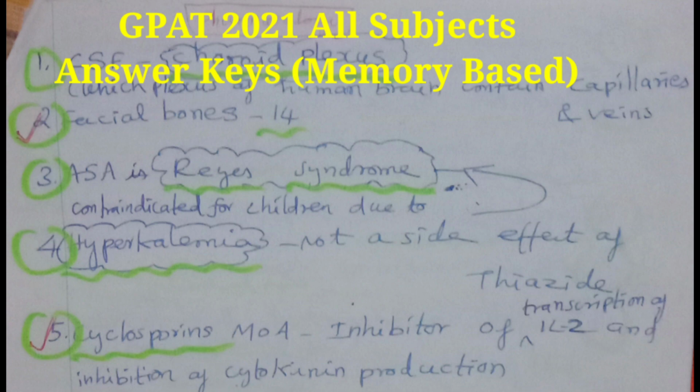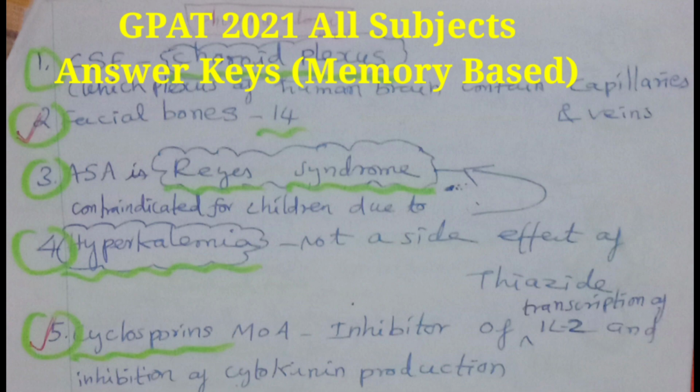Now we can discuss the pharmacology questions. Cerebrospinal fluid: which plexus of the human brain contains capillaries and veins? The correct answer is choroid plexus. Total number of facial bones, 14. ASA, acetylsalicylic acid, is contraindicated for children due to Reye's syndrome.